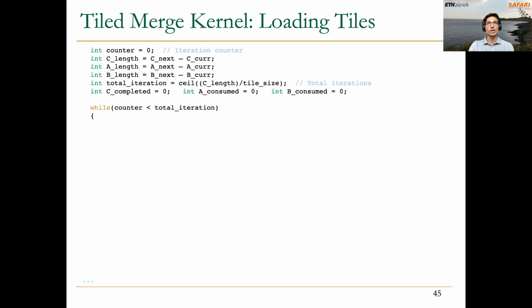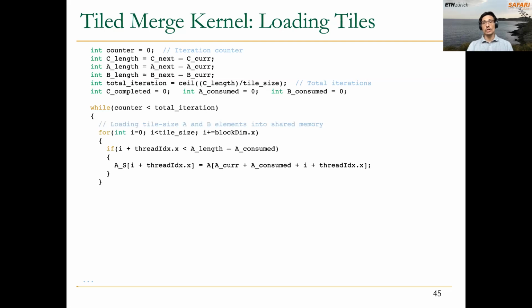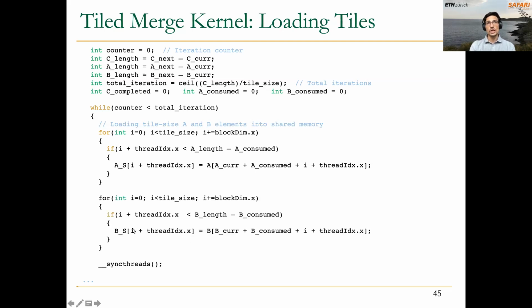And this is the code for the loading tiles operation, after having initialized these different variables that define the length of the section in C, in A, and in B, and the total number of iterations based on the tile size that the thread block will have to perform. We start this while loop for the total number of iterations. First of all, the threads of the thread block go to list A, read one tile, bring it to the shared memory, and we do the same for list B, and then we synchronize.